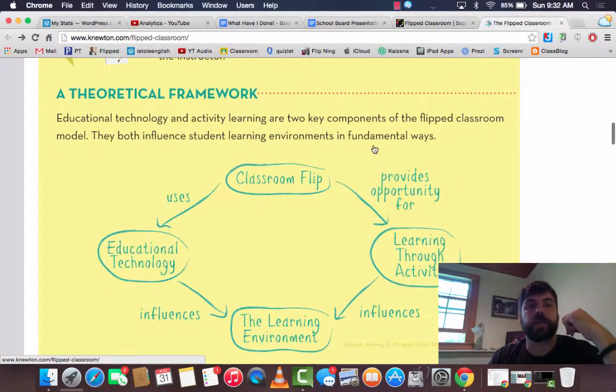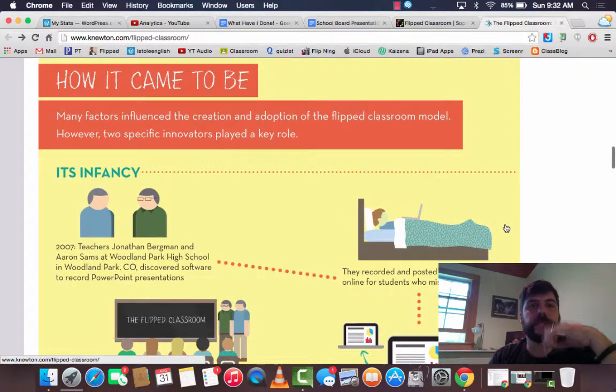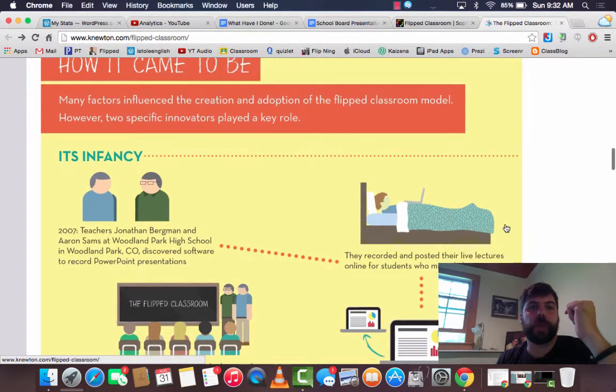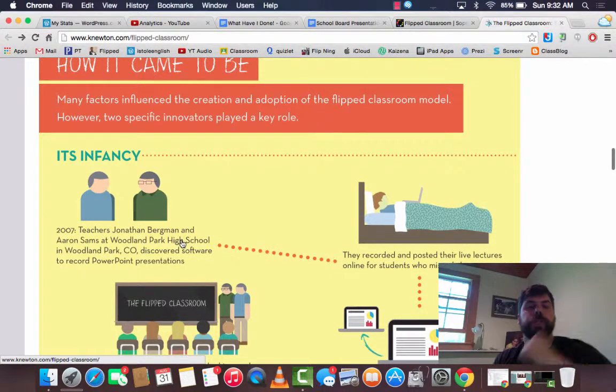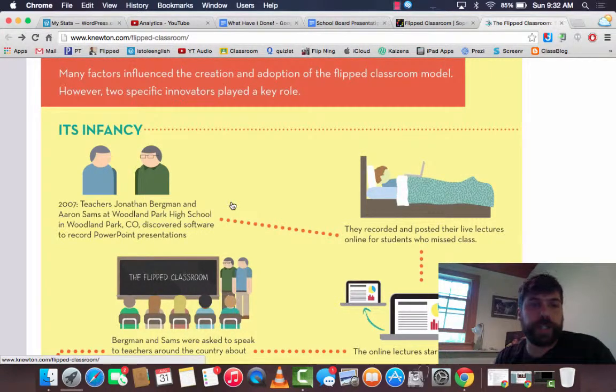Okay, so this is a little bit of the theoretical framework. We'll skip ahead. Here's how it came to be, which is a pretty interesting story, but in its infancy, there's two teachers that are really credited for starting this movement: Jonathan Bergman and Aaron Sams, both, I believe, high school chemistry teachers in Colorado.